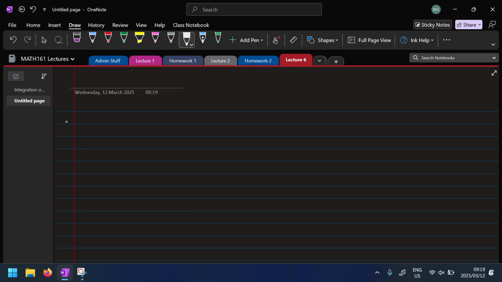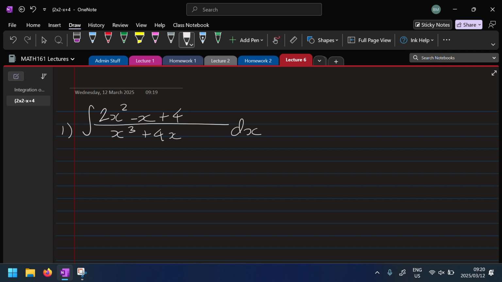Okay, let's do some integration. So we're going to have the integral of (2x squared minus x plus 4) over (x cubed plus 4x). Okay, so what do we do? First thing, we check if we have to do polynomial long division. The degree of the top is 2, the degree at the bottom is 3. 2 is less than 3, so we skip that step. So no polynomial long division.